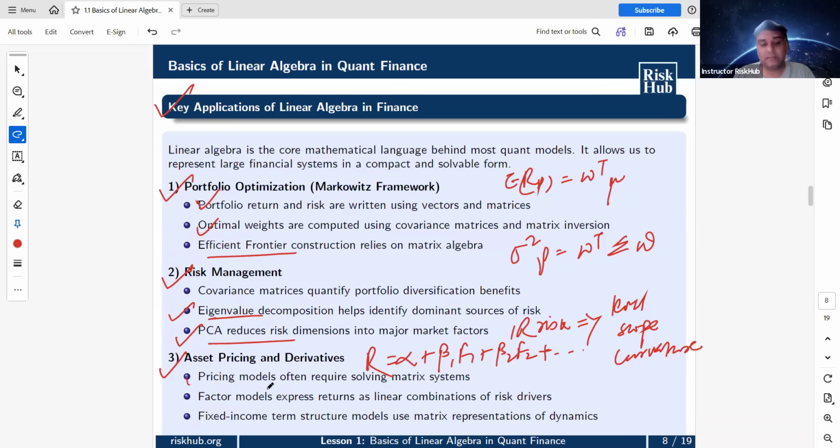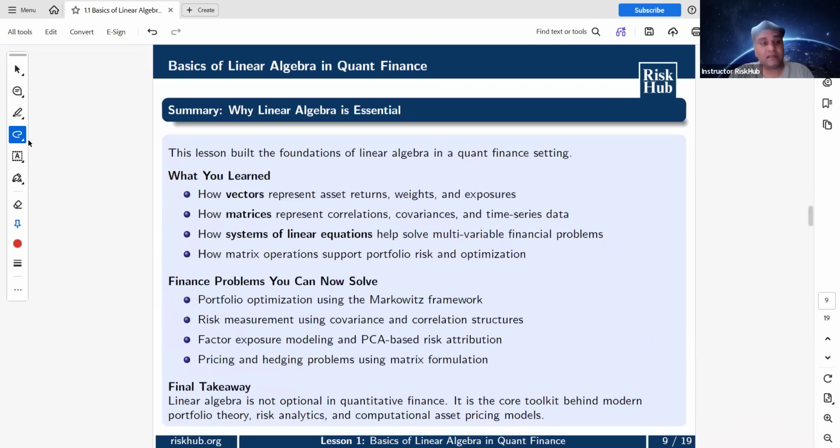Please understand very clearly. Pricing models often require a matrix system. A factor model expresses return as a linear combination of risk drivers, which I have shown you here, and fixed income term structure models use matrix representation of dynamics. Okay. So these are some of the use cases we need to understand very clearly. Finally, we have the summary. This particular slide is basically the core takeaway. What you learned in this small topic is that vectors represent your returns, weights, and exposures. Matrices represent your correlations, covariances, and time series data.